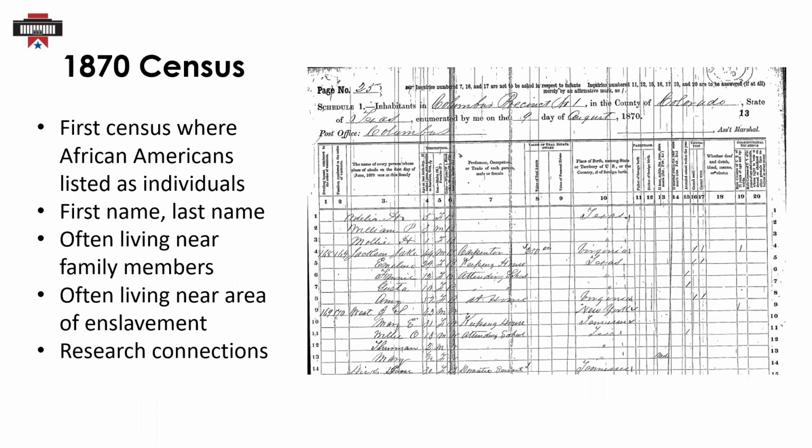One popular research strategy is to trace ancestors to the 1870 census and pay close attention to those living nearby, who could be family members or former slaveholders. Enslaved individuals were often bought, sold, and inherited within the same families for generations, so these associations can be important for research.